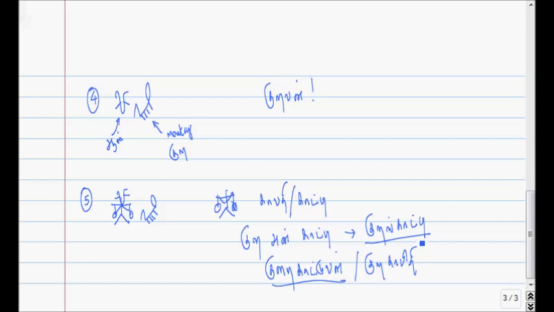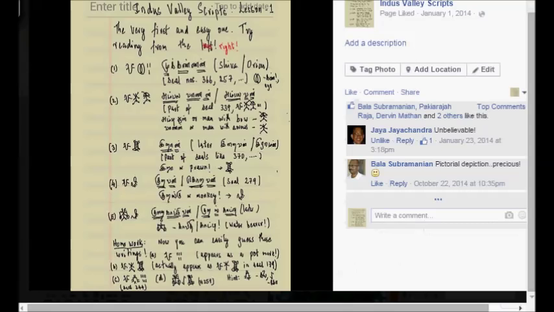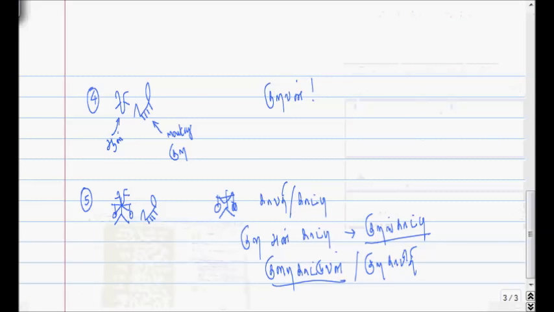Now let's see some homework problems. You have seen enough seals. Now you should be able to guess some of the homework examples I have given here, right? Let's see that. So let's look at some of the homework problems.